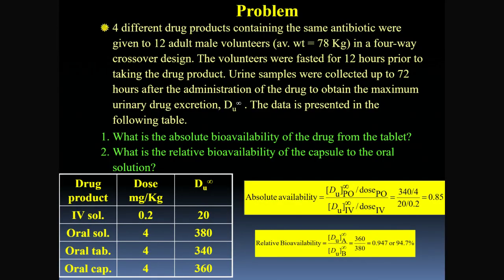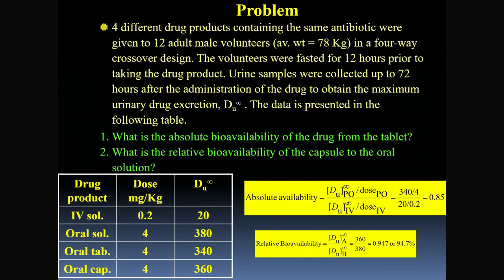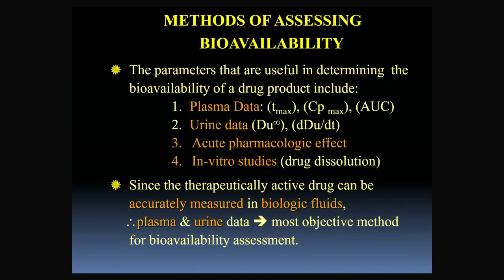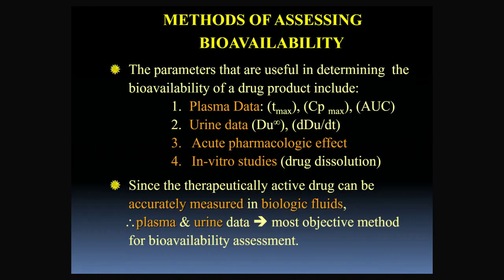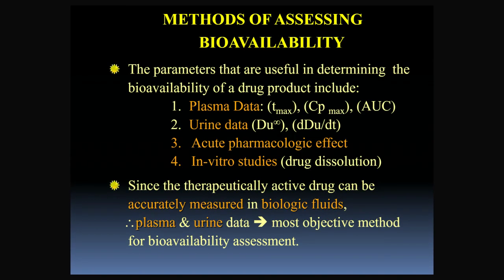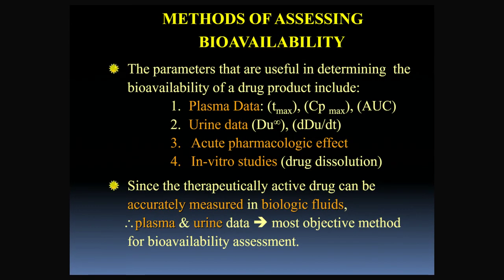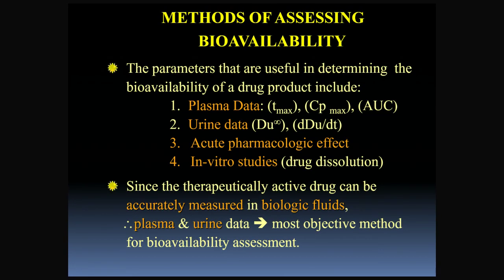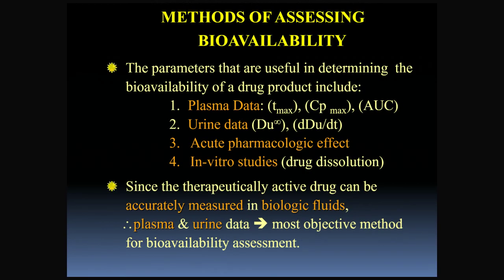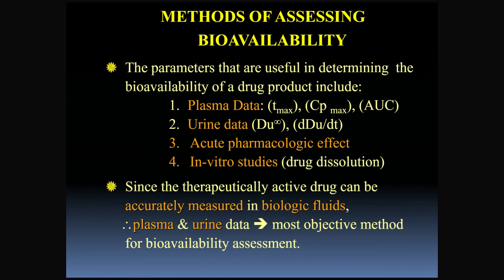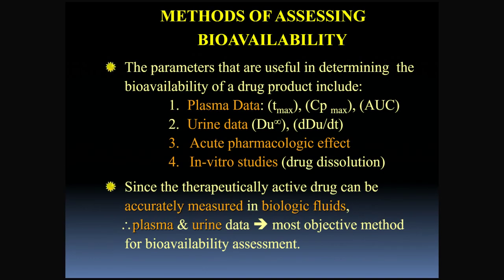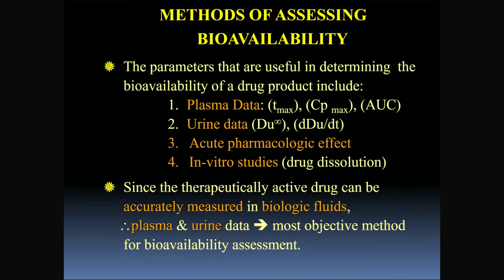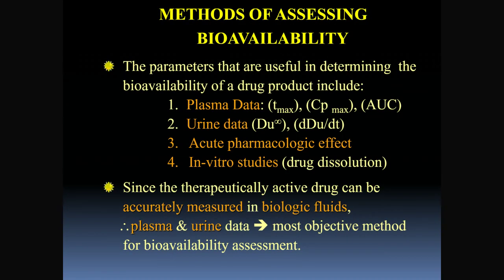Why does the consistency in dosing across these oral products allow us to omit the dose normalization step in this specific calculation? To quantify how a drug enters the system, we rely on 4 fundamental methodologies: plasma analysis, urinary excretion studies, acute pharmacologic response, and in vitro dissolution. In plasma studies, we pinpoint Tmax to determine the time required to reach peak levels, Cmax for the highest concentration achieved in the blood, and the area under the curve to integrate the total systemic exposure.